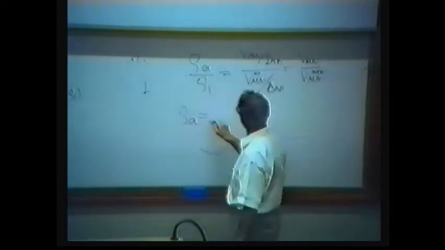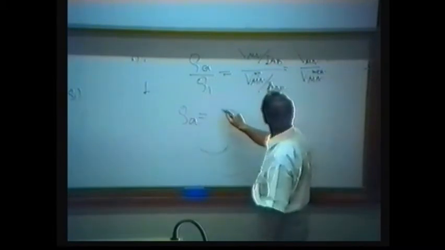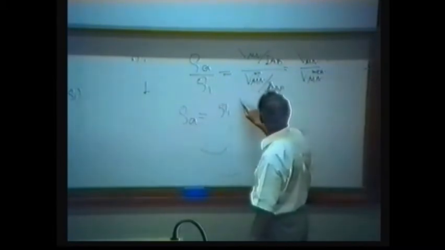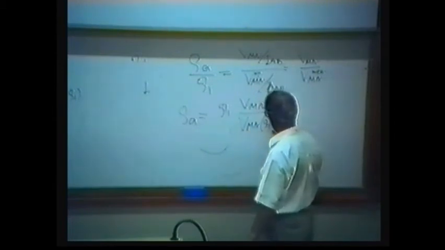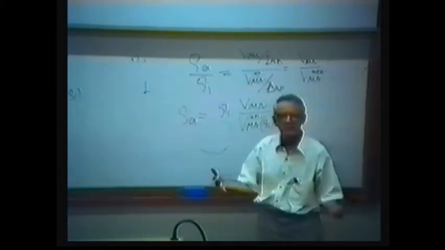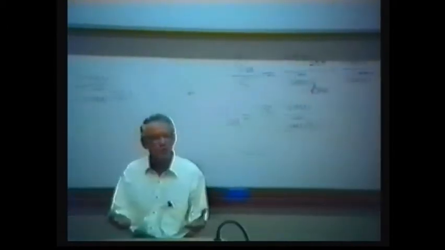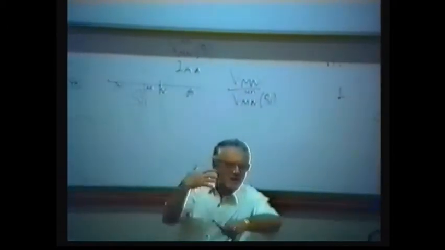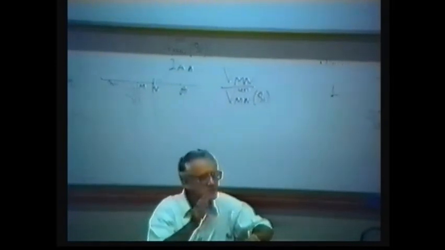Using this expression, we can write apparent resistivity equals rho 1 times Vmn divided by Vmn for rho 1 uniform. That's the classical expression for apparent resistivity. Nothing new, nothing special, but it's tradition. Why is it convenient? There is a good reason.